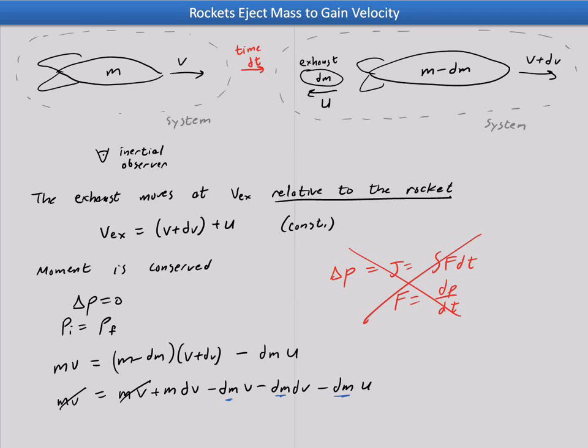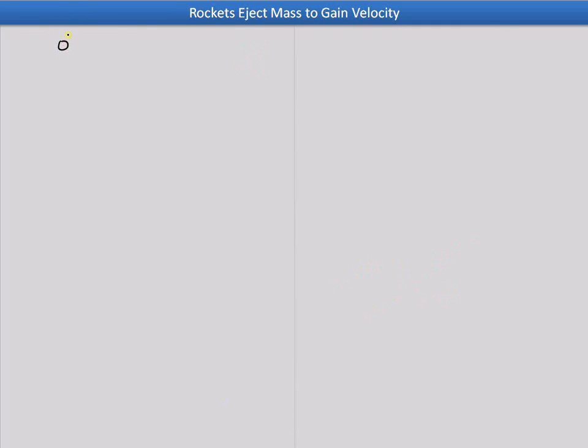We can rewrite that term. We'll rewrite the whole equation as 0 is equal to 0 plus m dv minus dm times (v plus dv plus u). All right, and so this, running out of slide, I realize, this is equal to negative dm times v exhaust. Okay, so let's rewrite that on the next slide. So I'm just restating the very same equation. 0 is equal to m dv minus dm times v exhaust.